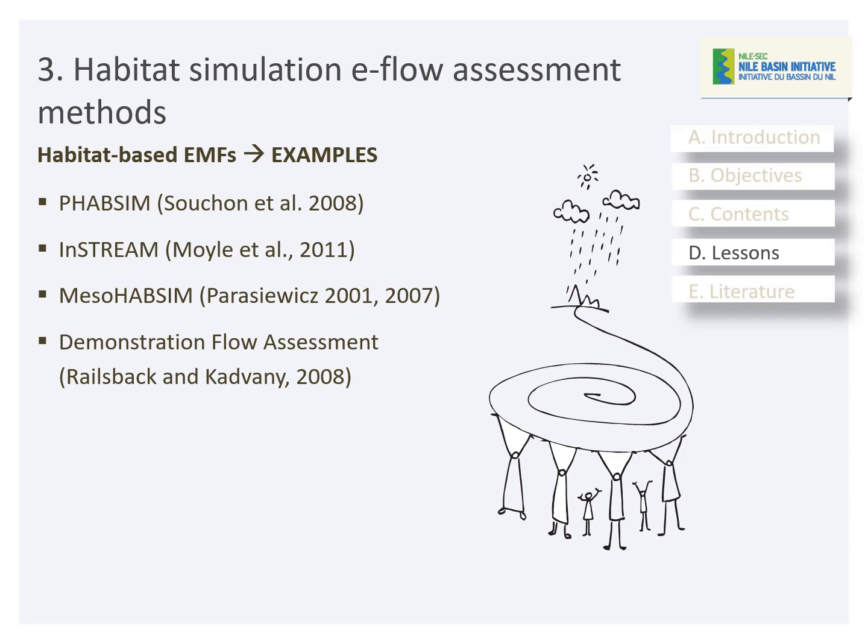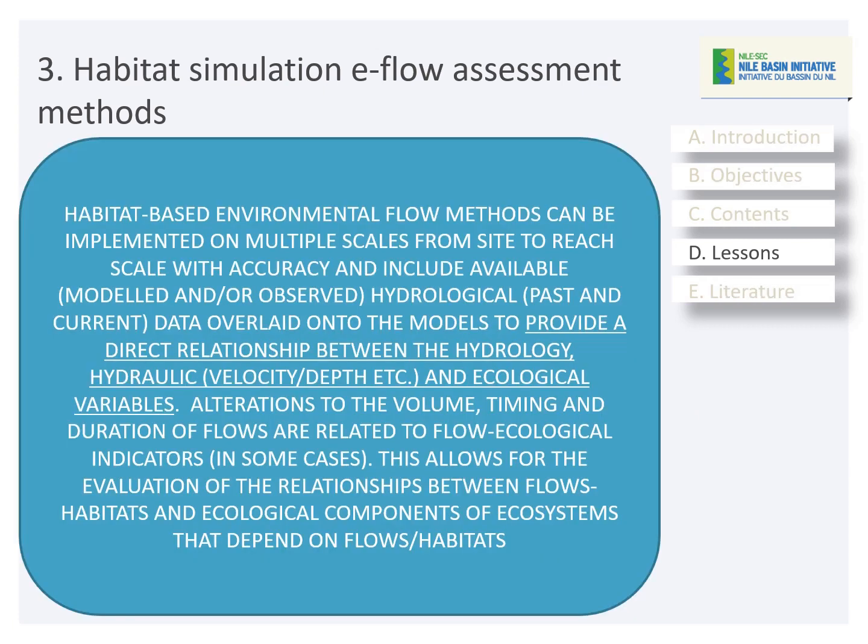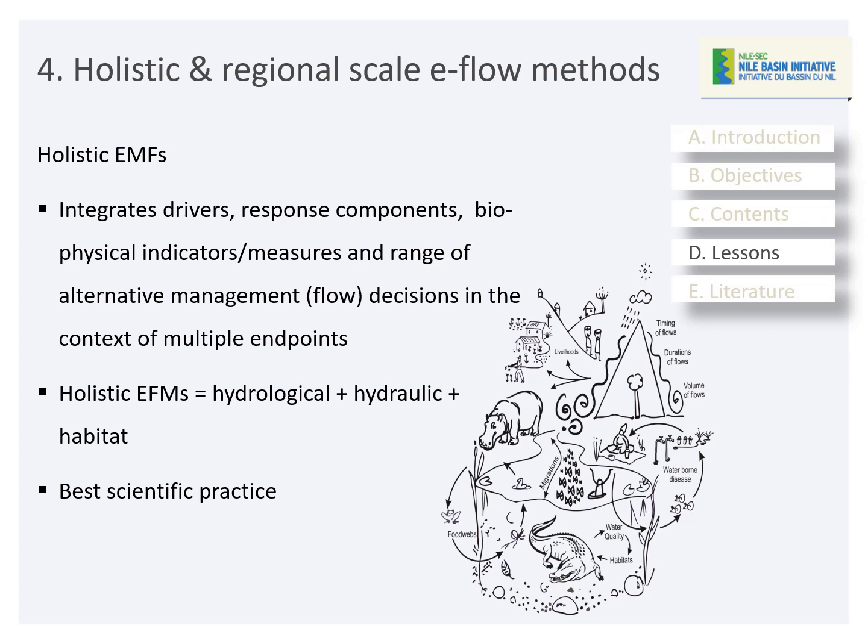Examples of these habitat-based environmental flow methods include PHABSIM, which was established in 2008, the in-stream method in 2011, mesoHABSIM, and the demonstration flow assessment method. Habitat-based environmental flow methods can be implemented on multiple spatial scales, from a site to a reach scale, with accuracy, and include available modeled or observed hydrological past and present data overlaid onto the models to provide a direct relationship between the hydrology, hydraulic variables, the velocity depth preferences or characteristics, for example, and ecological requirements of indicator species independently. Alterations to the volume, timing, and duration of flows are related to flow ecological indicators. This allows for the evaluation of the relationships between flow habitats and ecological components of ecosystems that depend on these flows or habitat characteristics.